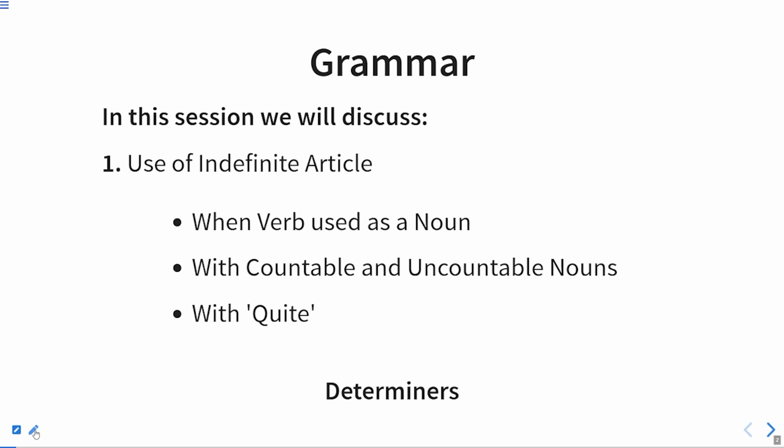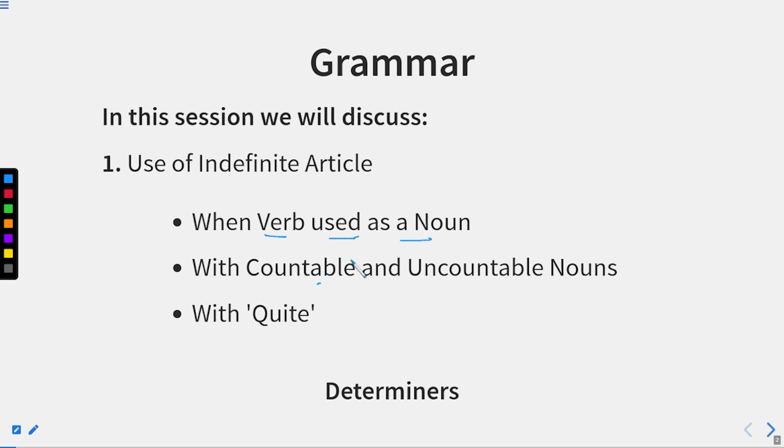Now, what are the subheadings? Let us discuss well in detail. When verb used as a noun. So first we'll discuss this point that when a verb is used as a noun, we use an indefinite article before it. So what is the pattern? What is the criteria? What are such type of sentences?